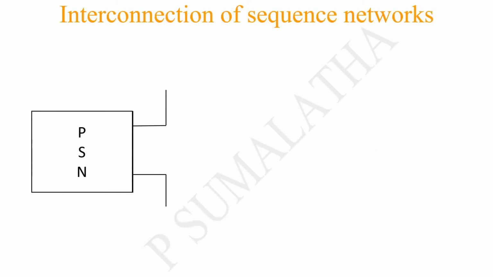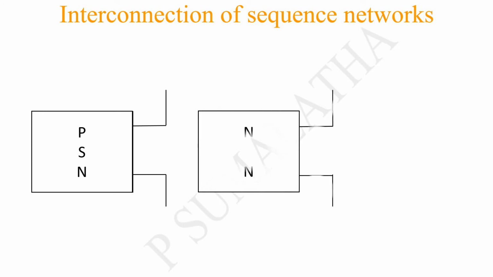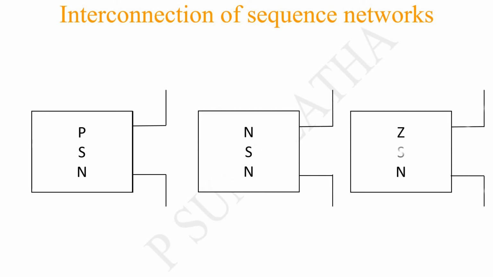Now let us see the interconnection of the sequence networks. Let us consider the positive sequence network, the negative sequence network and the zero sequence network. Now let us represent the currents here. The positive sequence current is IA1, this is the IA2 current, and this is the zero sequence current IA0. Here also you can represent the same IA1, IA2 and IA0, and you can represent the voltages: the voltage VA1, the voltage VA2, and the voltage VA0.